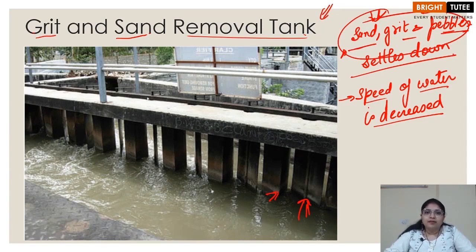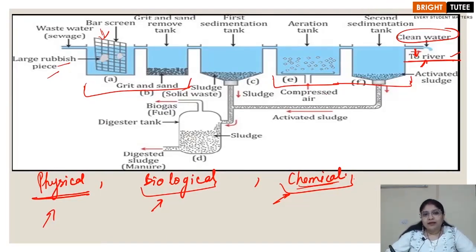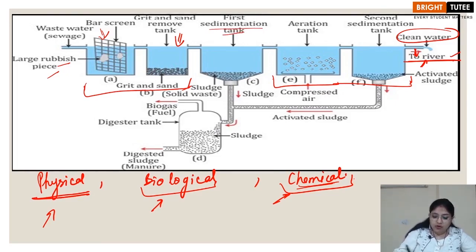Once this happens, the water then goes into another tank which is sloped in the middle. Now I will show you this tank in that particular picture over here. If you look, this kind of tank is there. This is the grit and sand removal tank. As you can see, over here the grit and sand has settled down. Next is the first sedimentation tank. Over here the water goes into the next tank, which is again a big tank where the slope is in the middle, right? So you can see it is sloped in the middle.